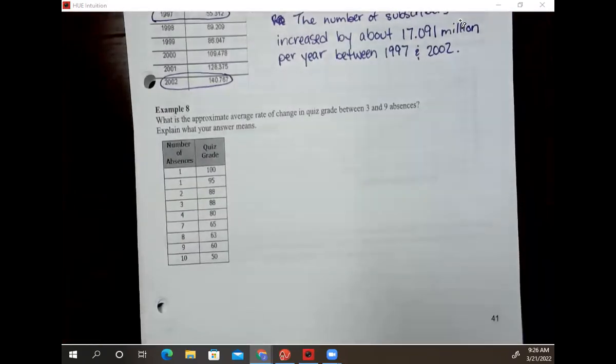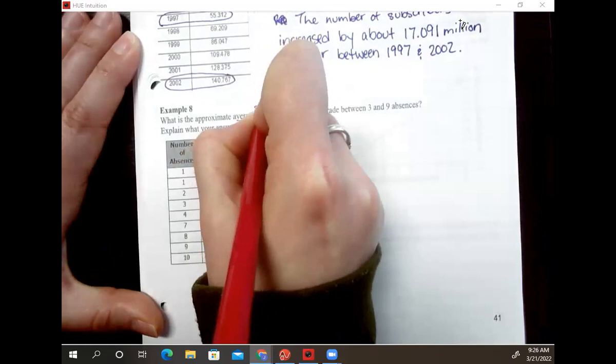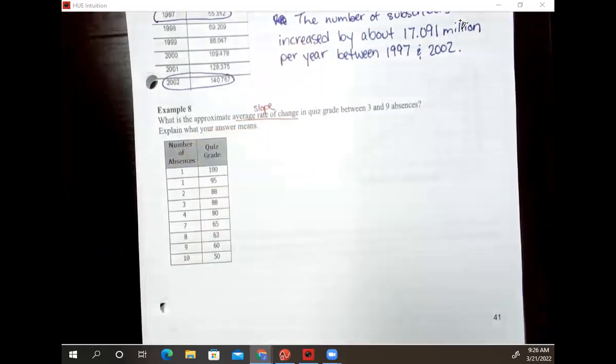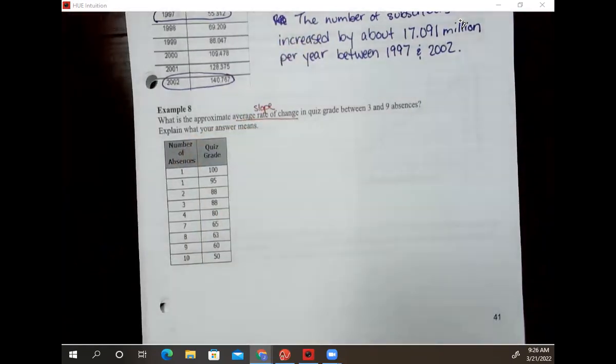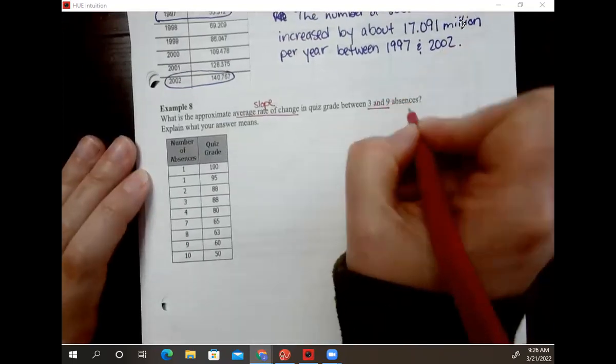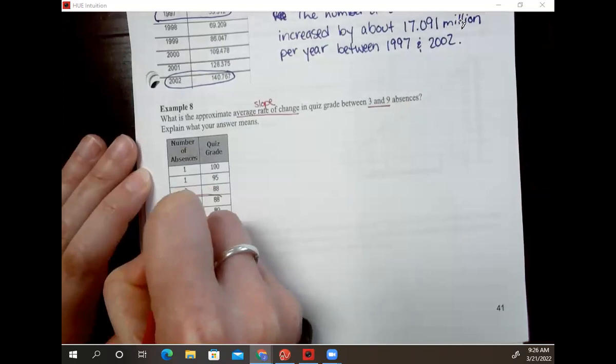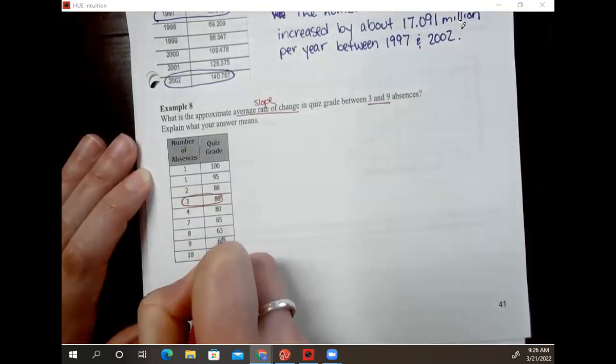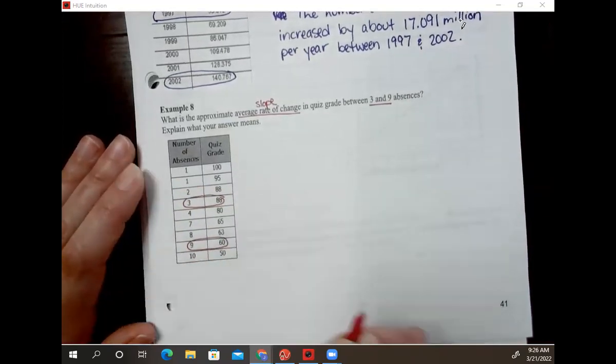And we did example 7 in the notes video. So we're going to take a look at example 8 together. Example 8 says, what is the approximate average rate of change? So average rate of change means slope. Anytime I see average rate of change, that means I'm going to find some slope. Average rate of change in quiz grade between 3 and 9 absences. Okay, so I'm going to look at the value for 3 absences and the value for 9 absences.